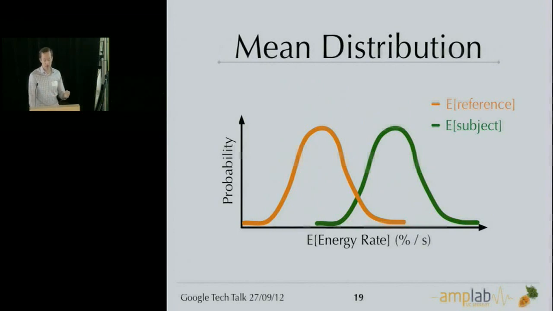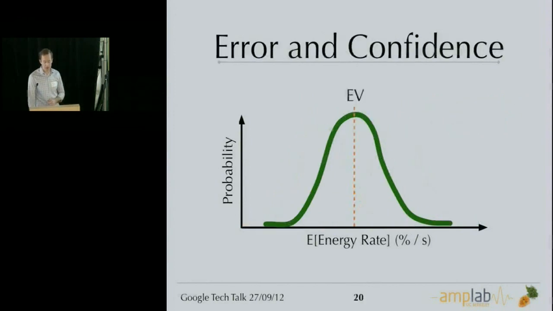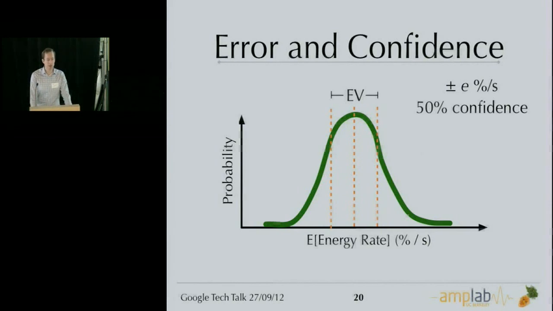And so instead of comparing just the expected values, we can now talk about the relationship between these two distributions. And in particular, we can quantify our error and confidence. So we have both an expected value, and given some confidence interval, we can say something about that expected value being plus or minus some value. So we can say the expected value is x plus or minus some error e with 50% confidence. And if we'd like to be more confident, we can increase the size of those error bars to some larger e, and say with 95% confidence, the true expected value is somewhere in this range.